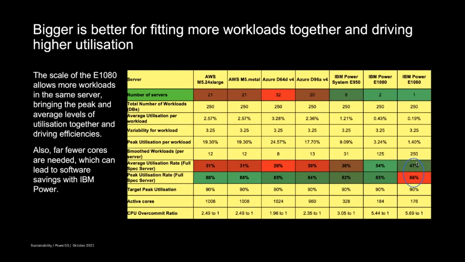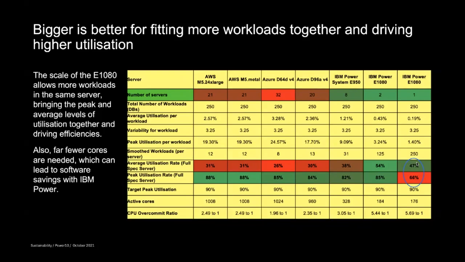And I don't suggest that these building blocks in the clouds can't run at high levels of utilization, but they just don't have the scalability that we have for the E1080. So they just can't run as many workloads as we can on our big E1080. And on the far right hand side, the one I've circled in blue, you can see that the peak utilization and the average utilization are much, much closer together. I've got 47% average, 66% peak for my big, huge E1080 with 240 cores, when all the building blocks in the clouds just can't get close to that.